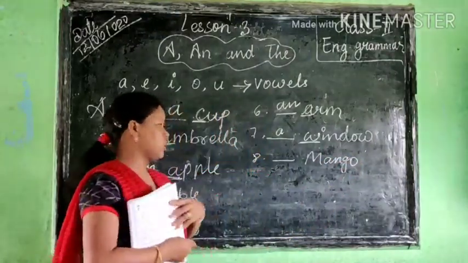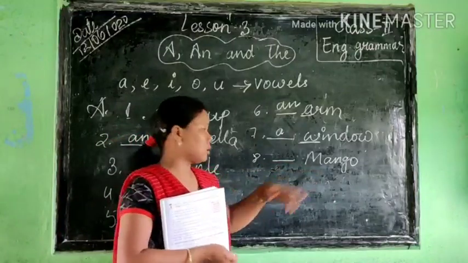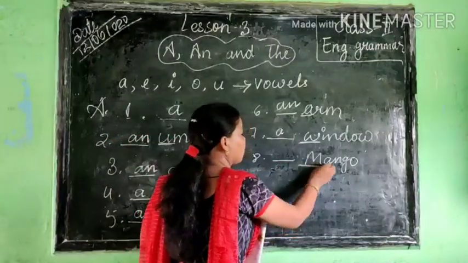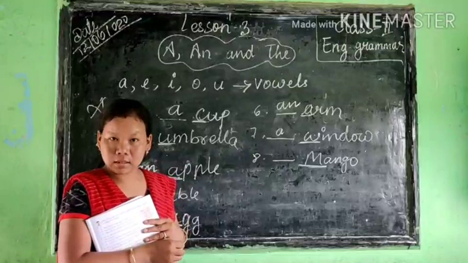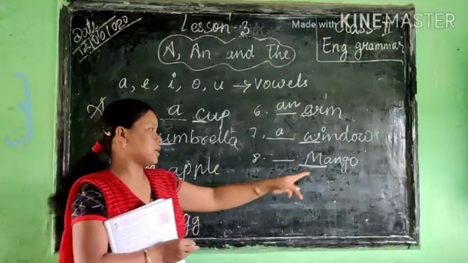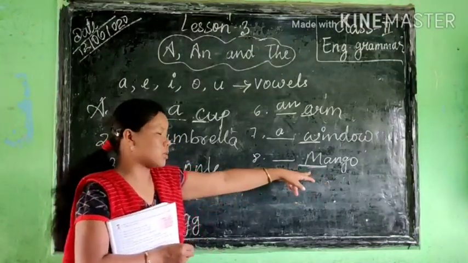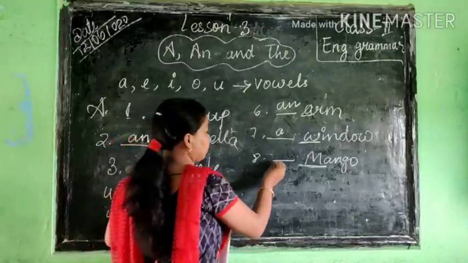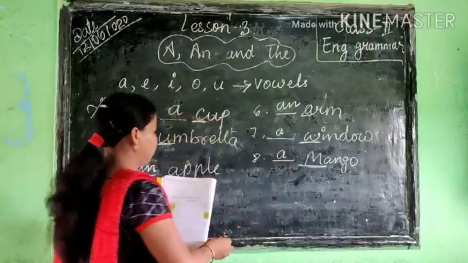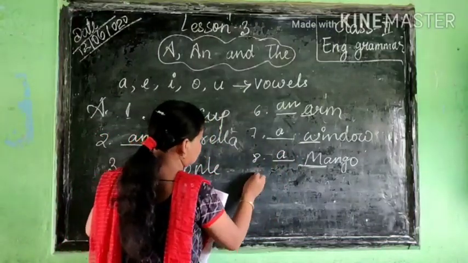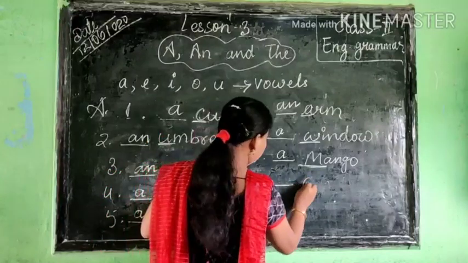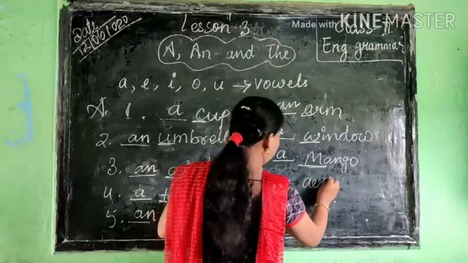Mango. Here also, look at the first letter. What is it? M. Is it a vowel? No, it is a consonant. Okay, it is not a vowel. So what do we have to use here? Now ninth number is aeroplane.